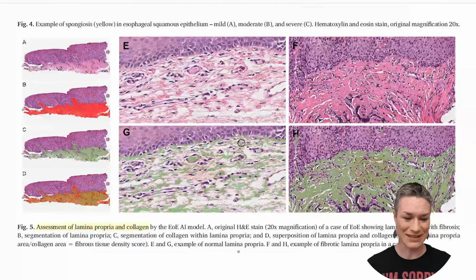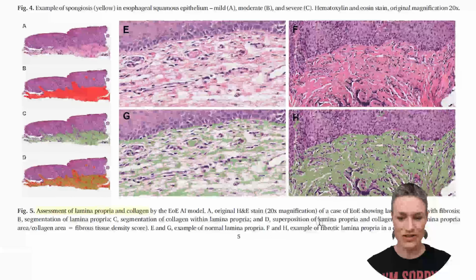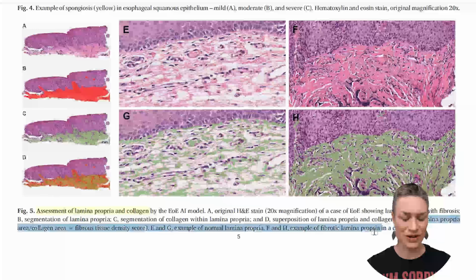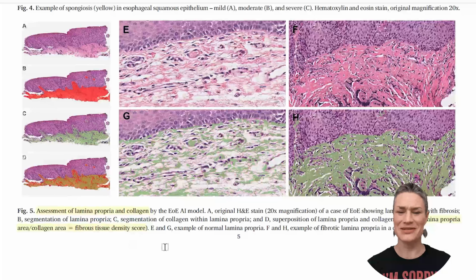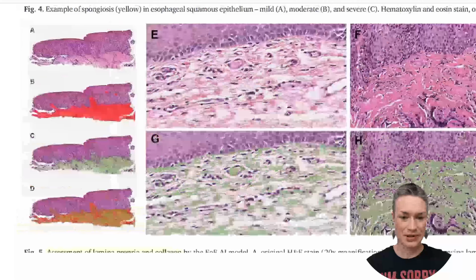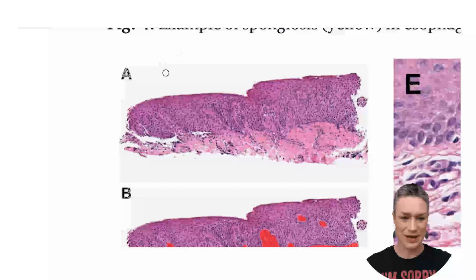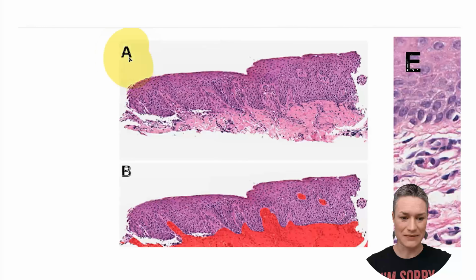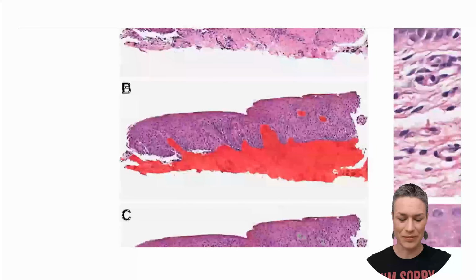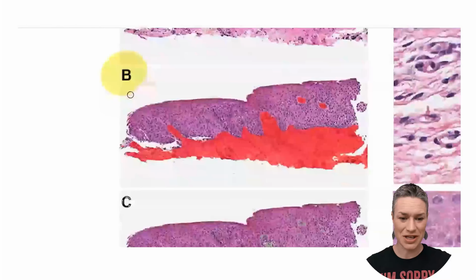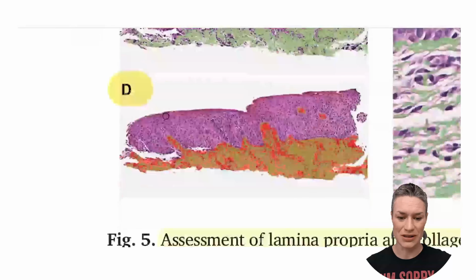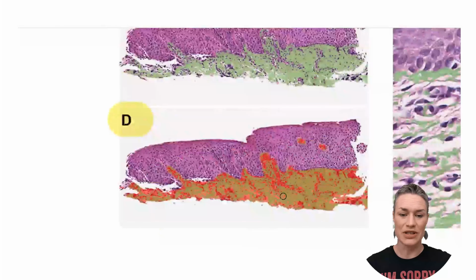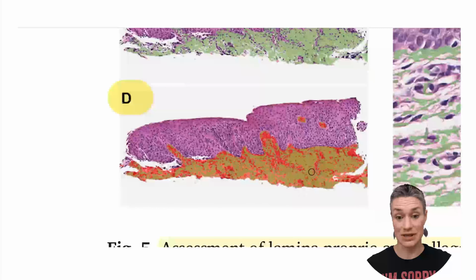But then what they did is a ratio of lamina propria to collagen area, and they called it fibrous tissue density score. Really sophisticated model. So you can appreciate it on those images. This is the native image. Here we have segmentation of lamina propria. C is the collagen. And here D, we have the superimposed collagen and lamina propria, and we see how much collagen there is within lamina propria. Even visually, if you don't calculate, you see it's a lot.